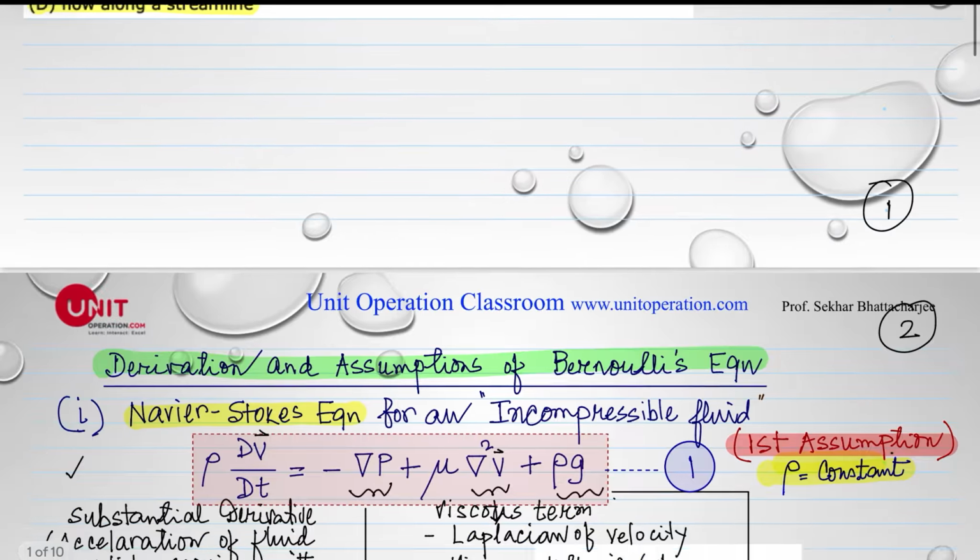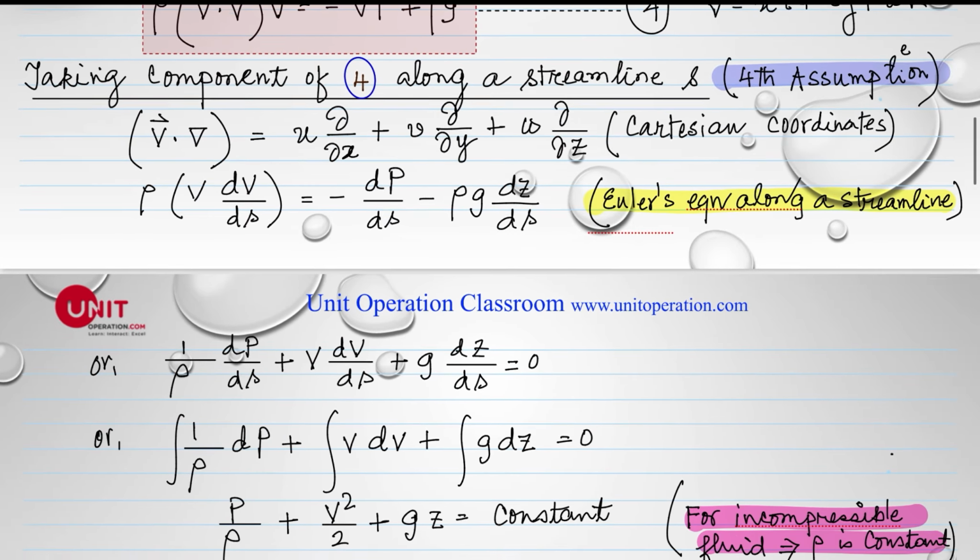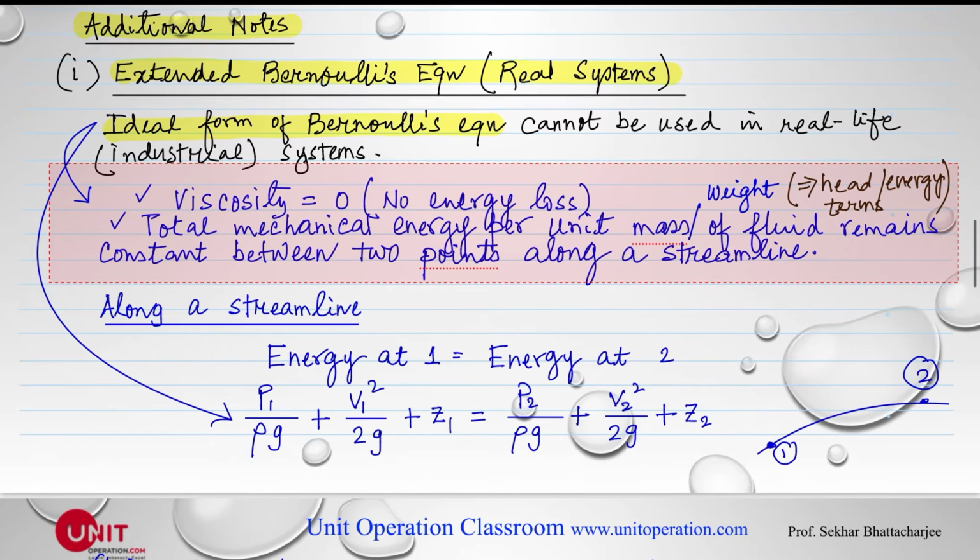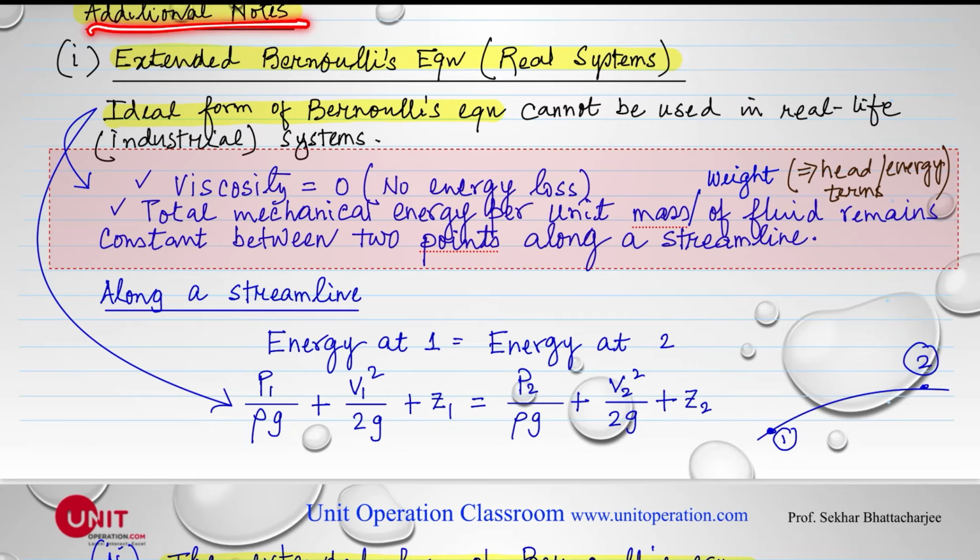Okay. Once that, let's go into a little bit more on this Bernoulli's equation. This is the additional notes beyond what is required for this problem. First of all, the ideal form of Bernoulli's equation cannot be used in real life. Why? Because we're assuming viscosity is 0. But any real life fluid, of course, will have some amount of viscosity. Here it assumes in Bernoulli's there is no energy loss, but that is not possible. It also says total mechanical energy per unit mass or weight, depending upon whether we are talking in terms of head or energy terms, of the fluid remains constant between 2 points along a streamline.